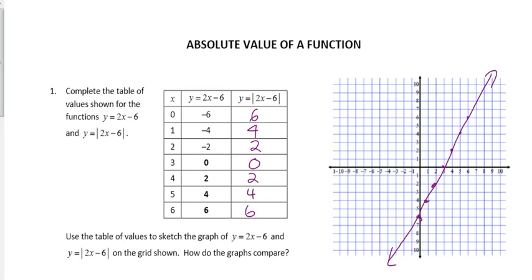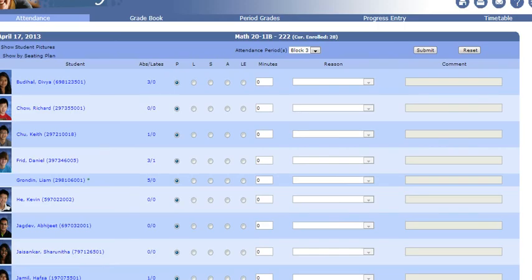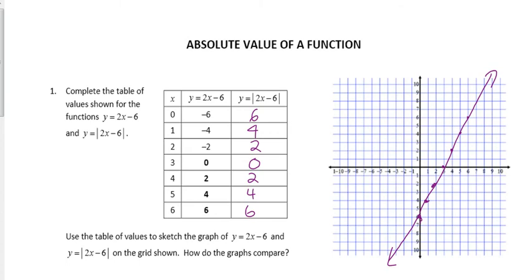Okay, and if we want the absolute value of it, then we go negative 6, 6. Zero, negative 6. So zero, negative 6. And we go 1, 4, 2, 2, 0, and then these guys. And this is our function, having the characteristic V shape of an absolute value graph.